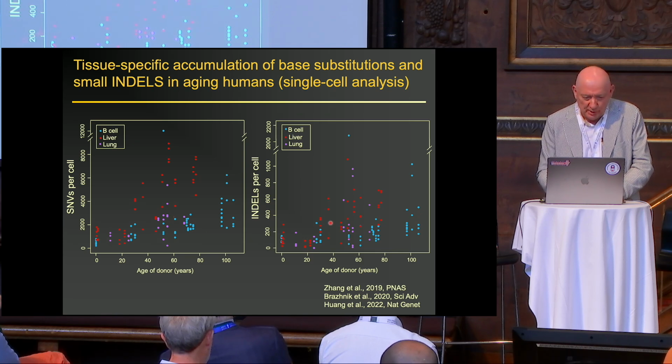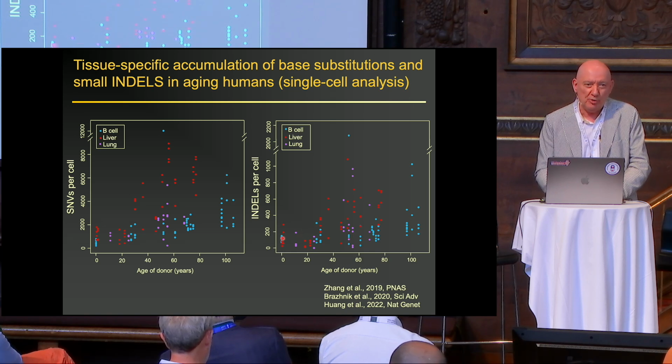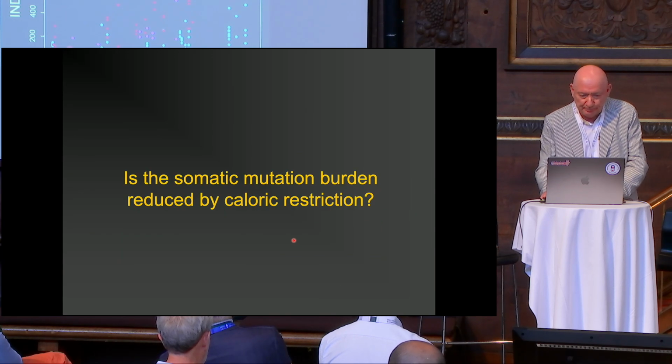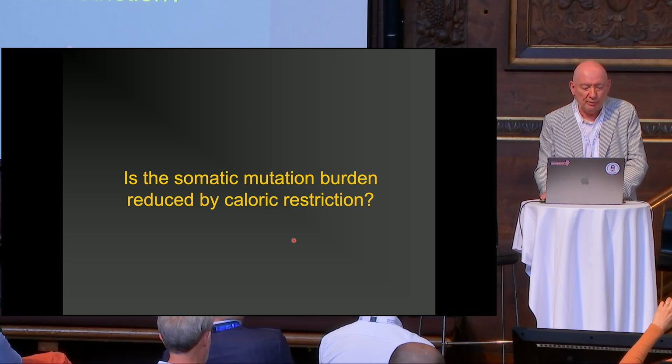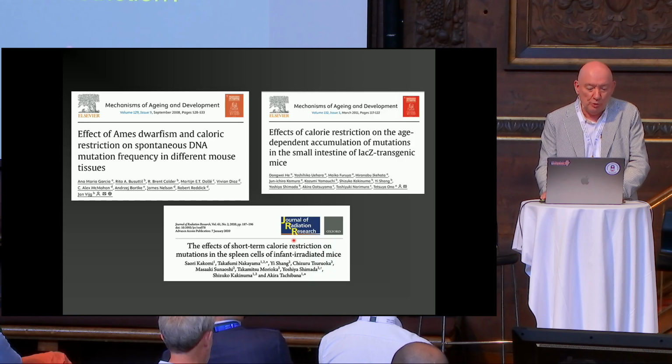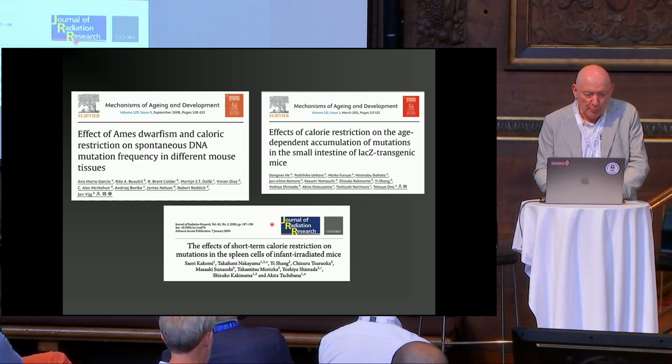Now, these are small insertions or deletions. That's about 10-fold lower than base substitutions. Why? Probably because they are more impactful. When they hit a gene, they knock it out, so to say. So maybe that is the reason why they are lower. Same for germline mutations, you find that same thing. Now, the first question was already resolved with our original mouse models, where we used selectable markers. Yes, caloric restriction does reduce your mutation burden. That was shown by multiple papers.